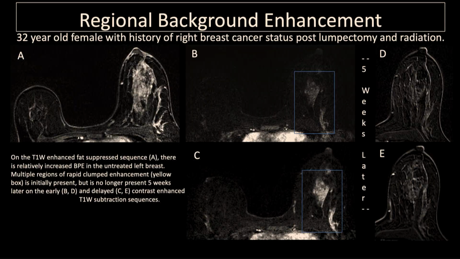Here's another example of background parenchymal enhancement more in a regional pattern. This is a 32-year-old with a history of right breast cancer, status post-lumpectomy and radiation. So you have asymmetry of the background enhancement due to radiation treatment.